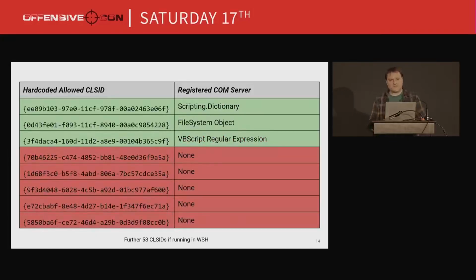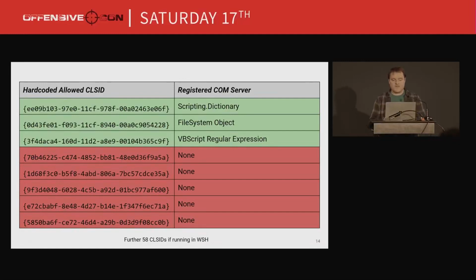All that function does is compare that class ID to a list of 8 hard-coded class IDs. For MSHTML, you've only got 8. If you're in Windows Script Host, there's a further 58 that it could be. But it turns out, of those 8, only 3 of those classes are actually registered on the system. And while FileSystemObject's kind of interesting, you can read and write arbitrary files, it doesn't give you arbitrary code execution. And yes, there's been bugs in the VBScript regular expression COM object before, but as I said, I didn't want to use memory corruptions.